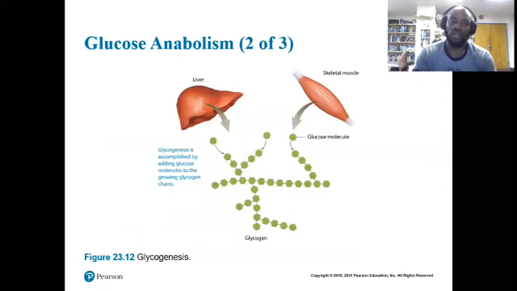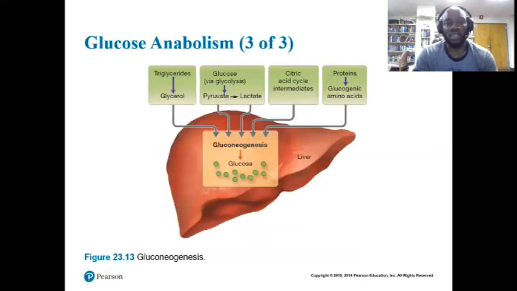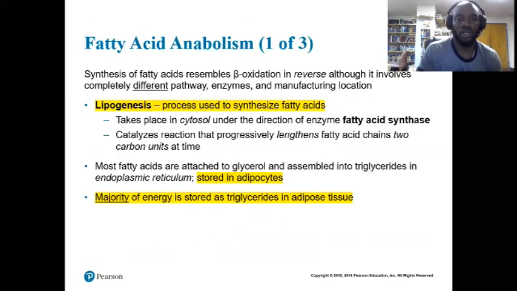All right. This is just a picture of that. Glycogenesis, just adding on glucose molecules to a chain of glucose, which is called glycogen. And then you have the other, gluconeogenesis. Different ways you can take non-carbohydrates and make glucose.